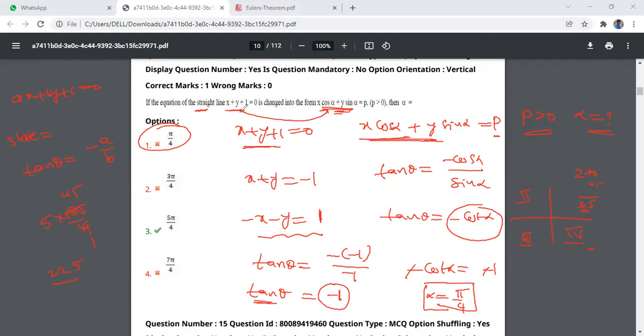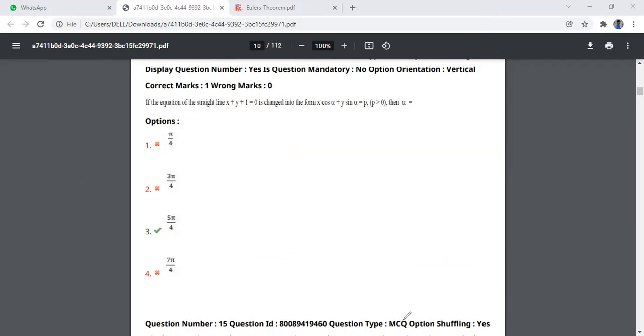Because they said that x plus y plus 1 is equal to 0 is changed to the form of x cos alpha plus y sin alpha is equal to p. They only said that means the slope won't be changed. Minus 1 is the slope of the first equation, and minus cot alpha is the slope of the second equation. But actually these two slopes are the same. That's why I'm equating the two slopes so that we get the alpha value. Alpha value is pi by 4. Okay. Next, we'll do the next question.